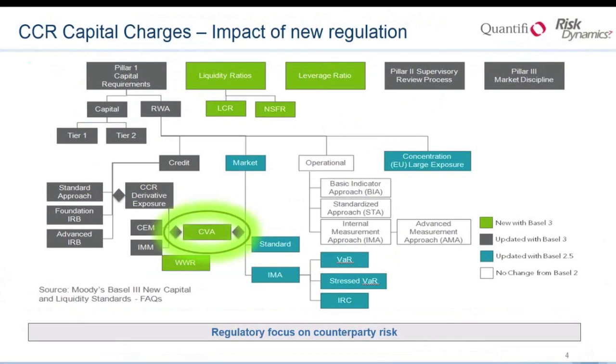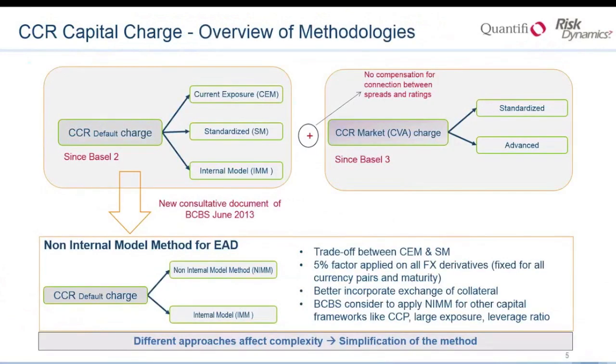In terms of scope of application, the CVA charge applies only to non-cleared trades, as exposures towards CCPs, so central counterparties, are exempted from the CVA charge. So this new capital regulation requires more widespread attention as it significantly increases the required capital for OTC derivatives, and it consequently drives a significant change in the sector of trading activity. So within the next slide, we summarize the regulatory methodologies for calculating the capital charge for counterparty credit risk.